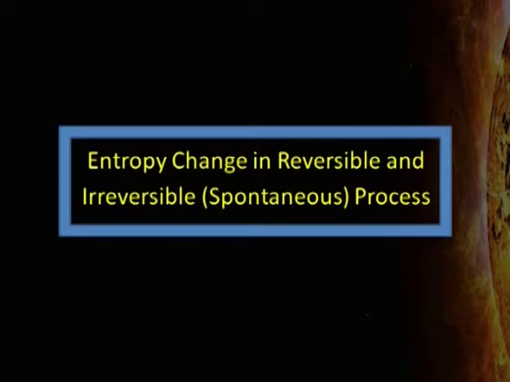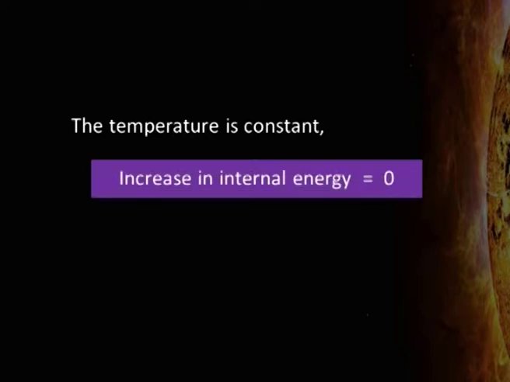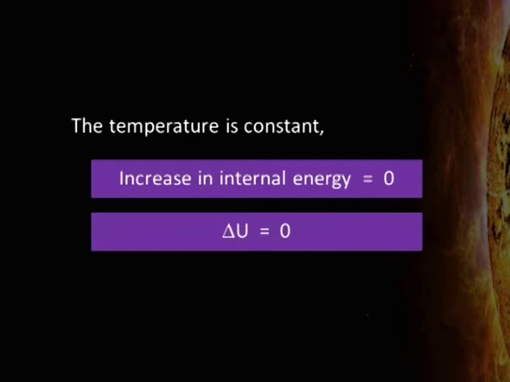First, we are going to discuss the entropy change in reversible and irreversible processes. Consider isothermal expansion of a gas at external pressure 0, or we can say isothermal expansion of a gas in vacuum. Here the temperature is constant, hence the increase in internal energy will be equal to 0, that is delta U equals 0. As there is no opposing force, or we can say as external pressure is 0, there will be no work done on the gas.